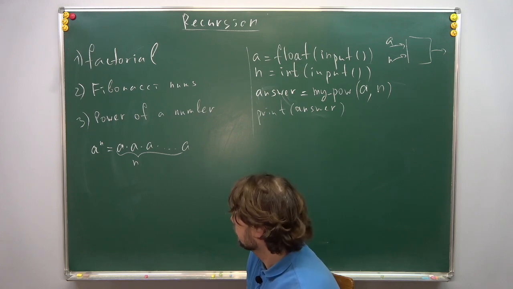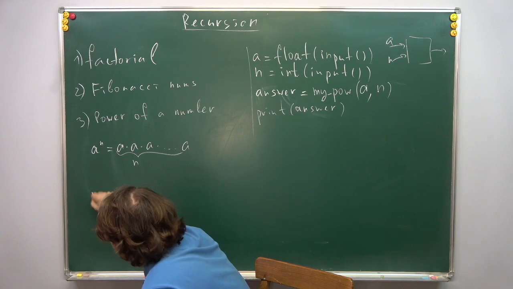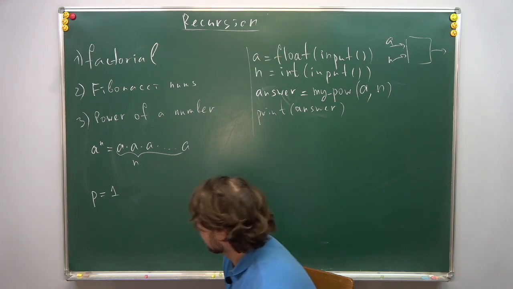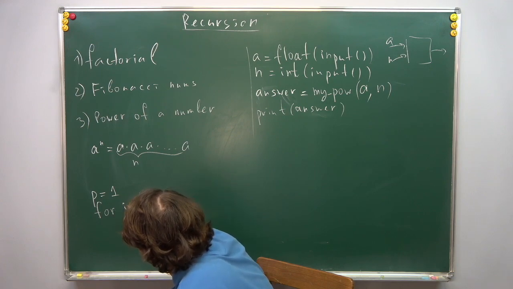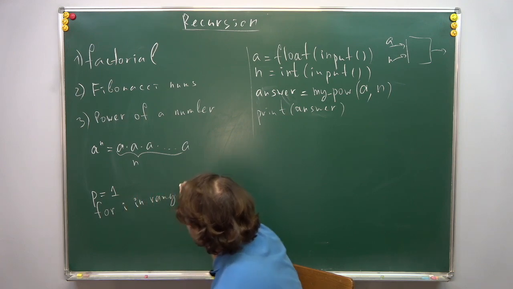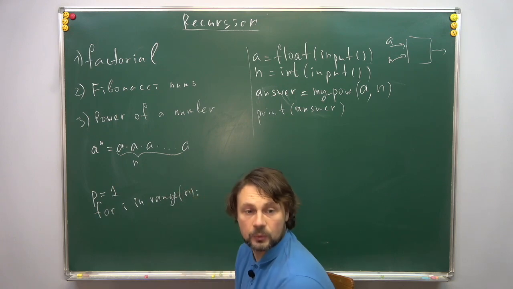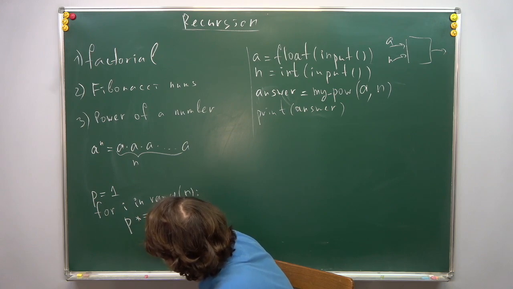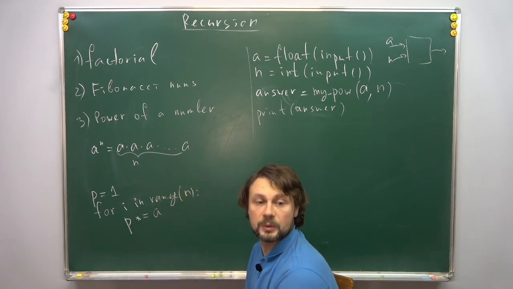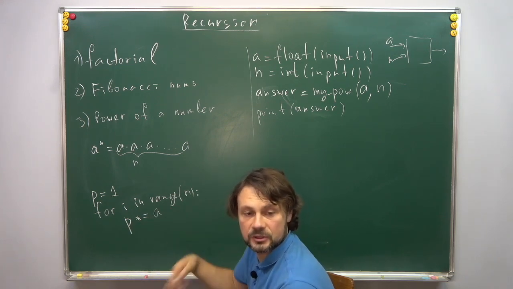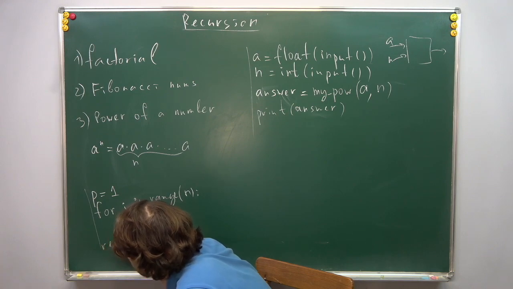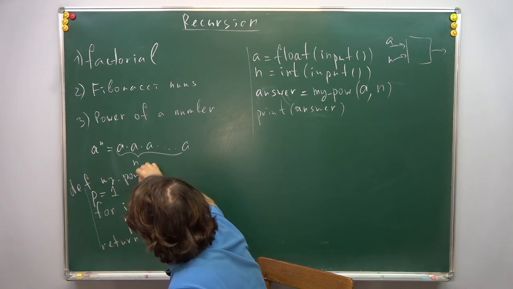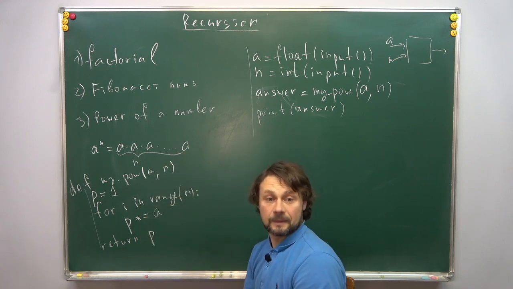So what's the problem? First idea is, let's create a production p with its initial state 1, and then a for loop, for iteration in range n. So the body of the loop will be done n times, and p should be multiplied by a. So p will be multiplied by a one time, second, third, and so on. And then I can return the result. Return p. Yes, it's the function. Def my pow, a, n. Yes, it's done. Yes, of course.